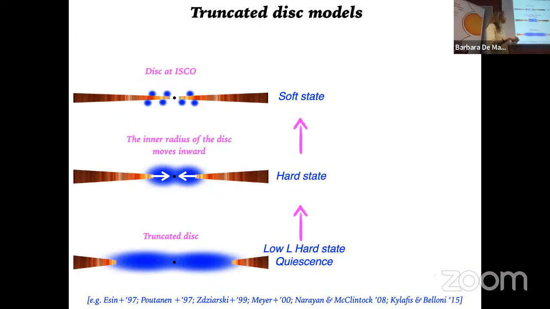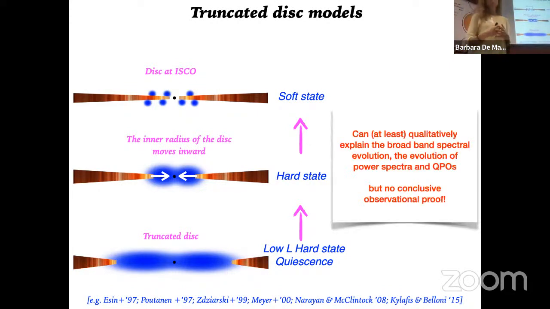Now, these models here are very popular. We don't know how the source evolves exactly from here to here, but the popularity of this model is that they can at least qualitatively explain many of the properties that we observe. So they explain the broadband spectral evolution, this change from a hard X-ray dominant component to a thermal disk component dominating the soft band. They can explain the evolution of the variability, so how the power spectra change, and they can explain the QPOs.